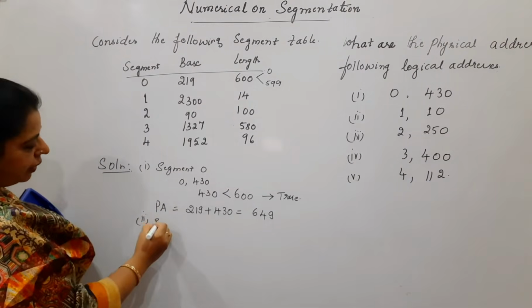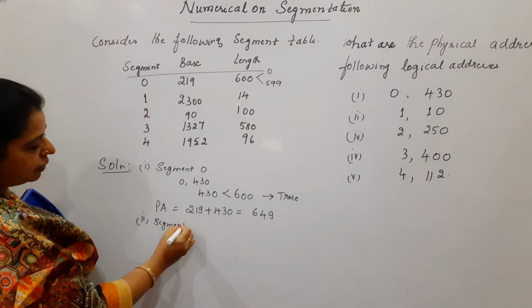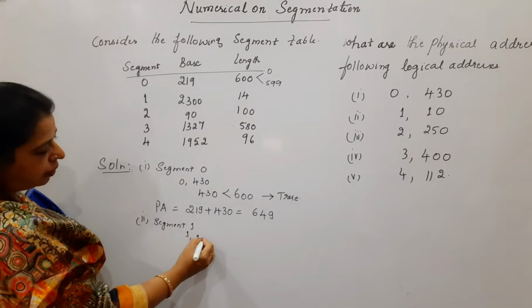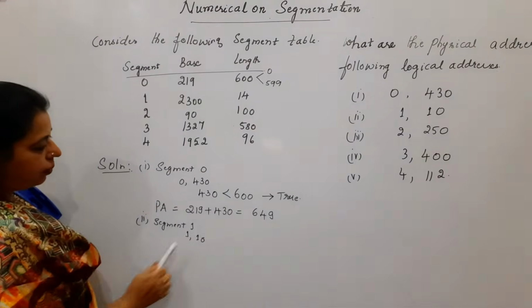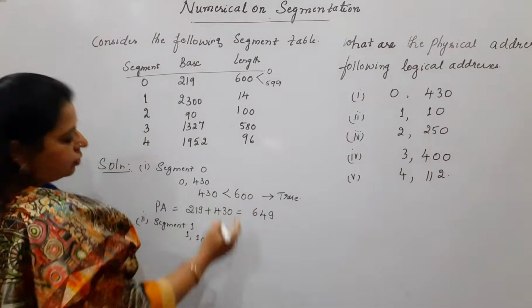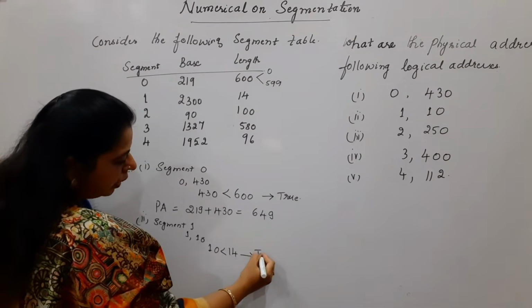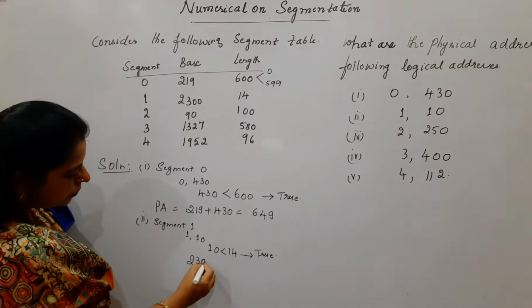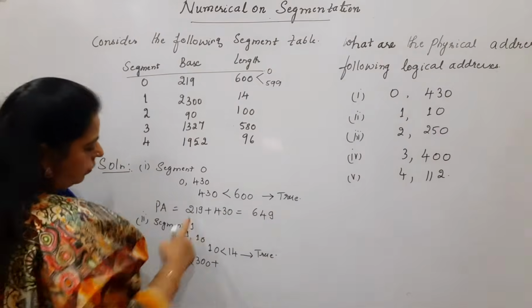Go for segment 1 now. Given is 1, 10. Look here, I am referring to this. Then you have to check whether 10 is less than the given length of the segment. In this case also it is true, so it is a valid value. Then you have to add the given value with the base address. What is the given value?